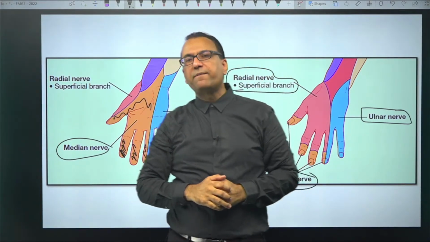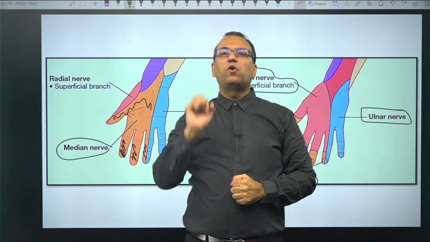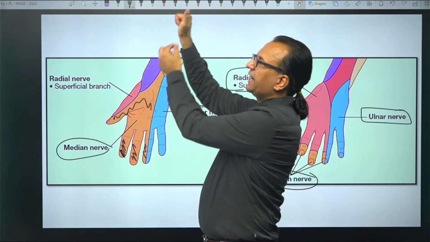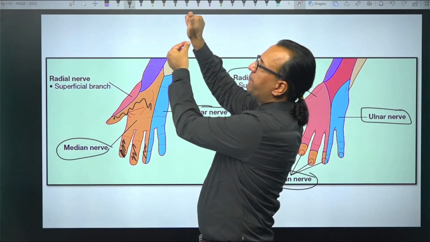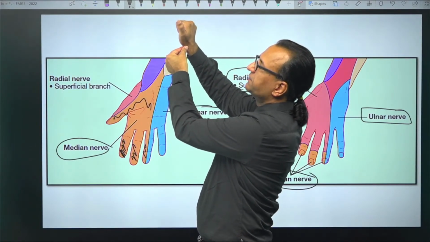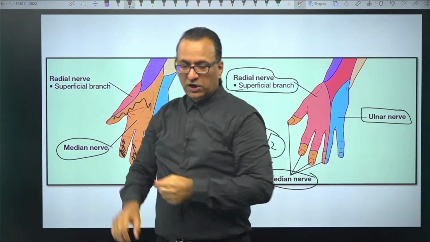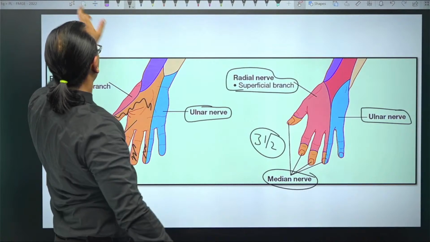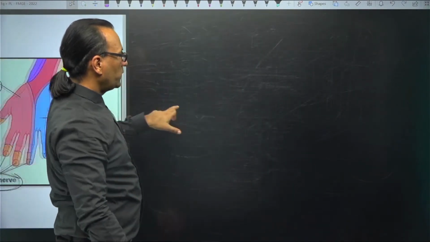But then, remember, triple A also. And what is that triple A? Additionally, there is one abductor pollicis longus which is lying anteriorly. I'll draw the diagram now. So if you are talking about the anatomical snap box, let me draw the diagram.